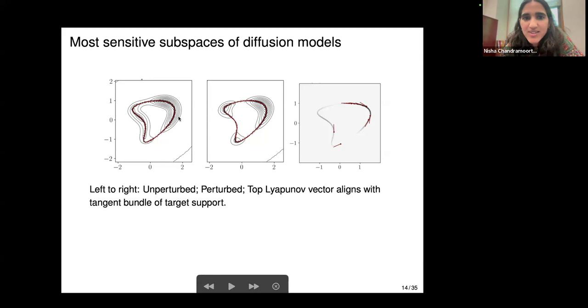You can see that the support is still maintained. This is run with a diffusion model. And correspondingly, these red lines shown in the background of the target distribution at specific points are this most sensitive subspace. This is the top most sensitive subspace, so only one dimensional. And you can see very nicely that it seems to be aligned with the data manifold, or the support of the target distribution.